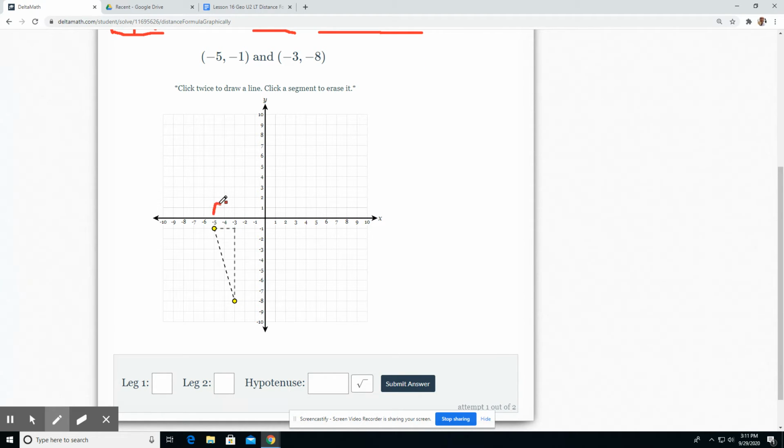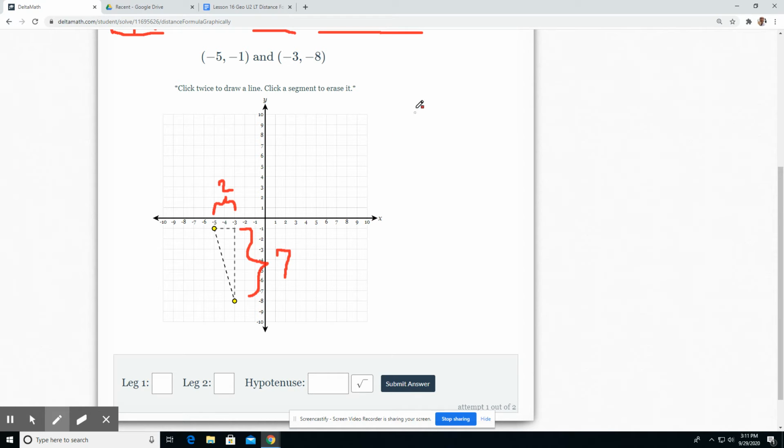So it's from -5 to -3. We can count 1, 2. We would have to subtract if we couldn't count. On this other side, we're going from -8 to -1. That's 7. 1, 2, 3, 4, 5, 6, 7 on that one.